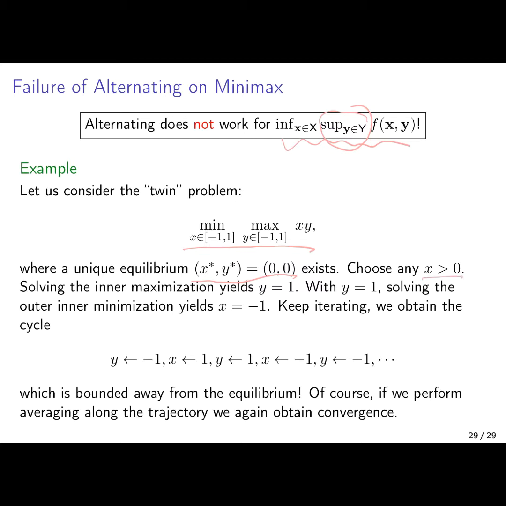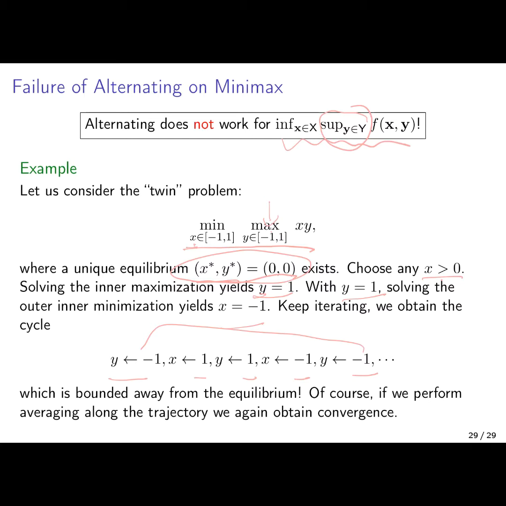And if you start with positive x, and if you fix x, you solve for y, because x is positive and we're maximizing, y should be 1. And you fix y equals 1, minimizing x, then x should be minus 1. And then you just keep iterating, you will realize that you have a cycle. So you have minus 1, 1, 1, minus 1, minus 1. Okay, so we have a cycle here. And this cycle is bounded away from our solution. Okay, so whenever you apply alternating to a minimax problem, you will have a cycling issue.